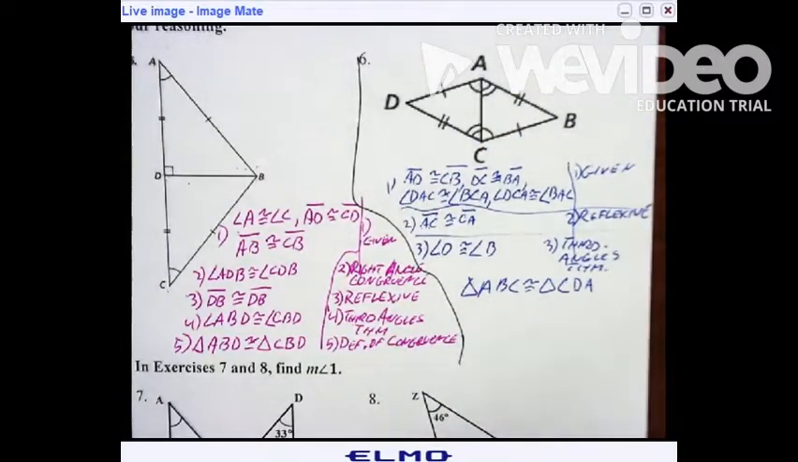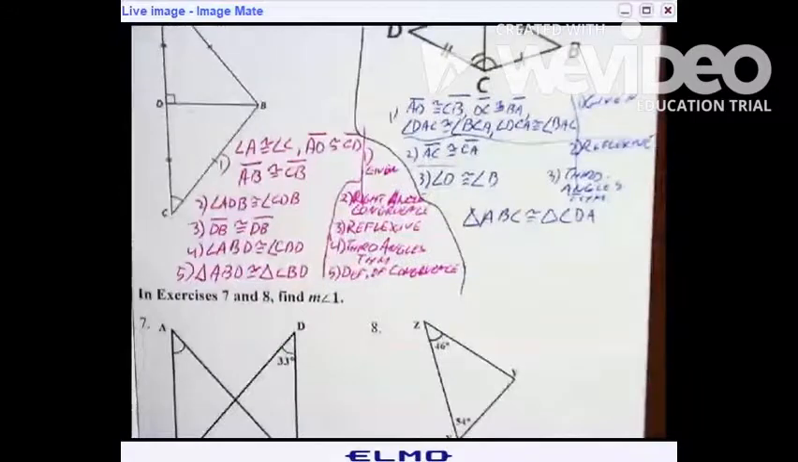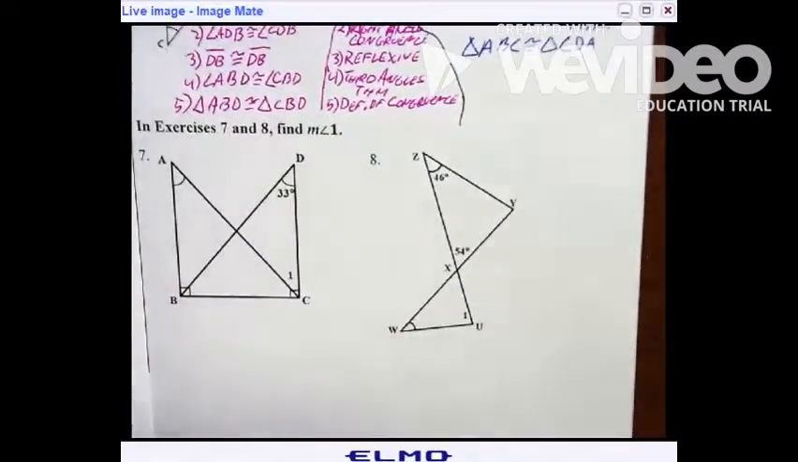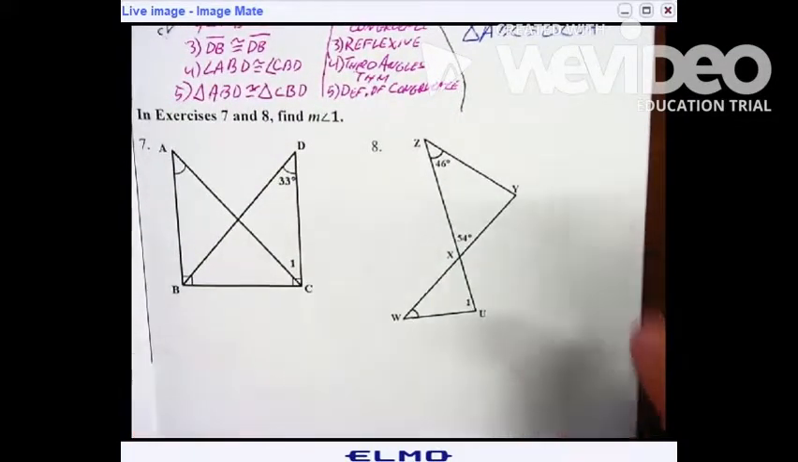Okay, last 2. Let's see what we got. Okay, so it says to find the measure of angle 1. That's all we got to do. Just find the measure of angle 1. Okay, we can do that.